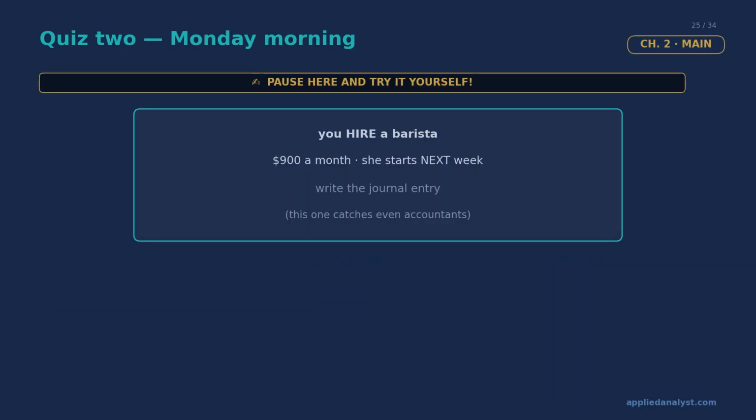Quiz 2, and this one catches even accountants. Monday morning, you hire a barista. $900 a month, she starts next week. Write the journal entry. Pause here and try it yourself.